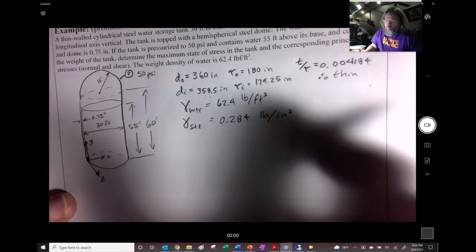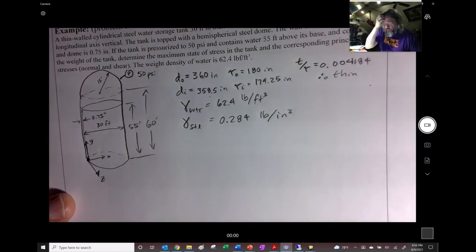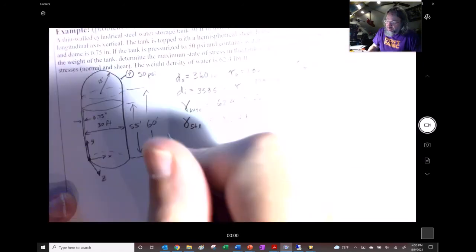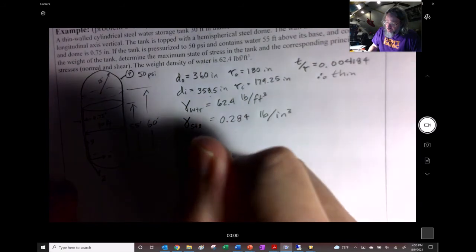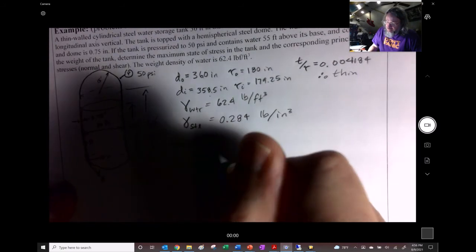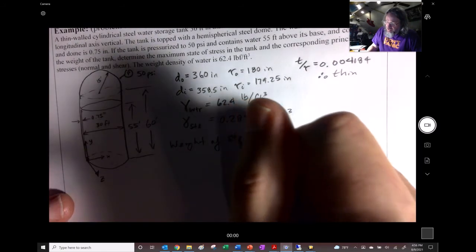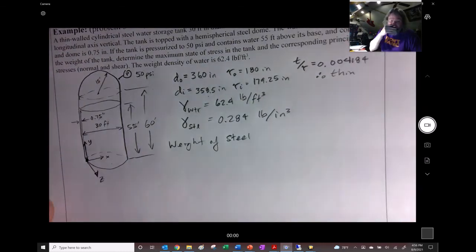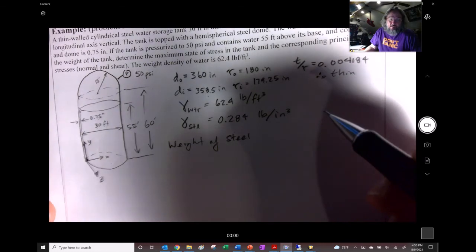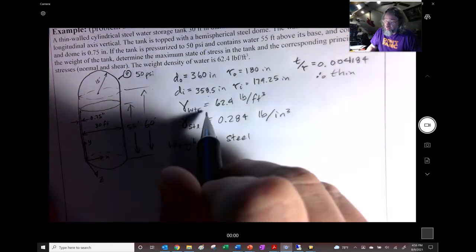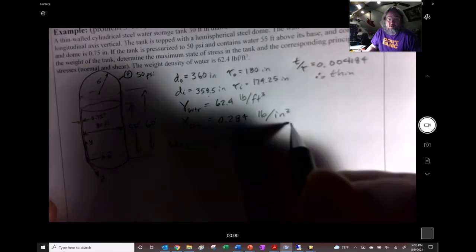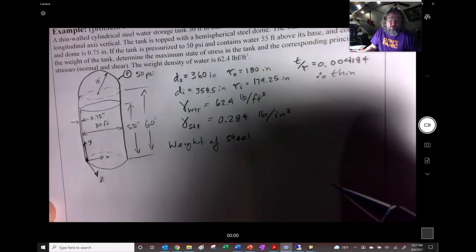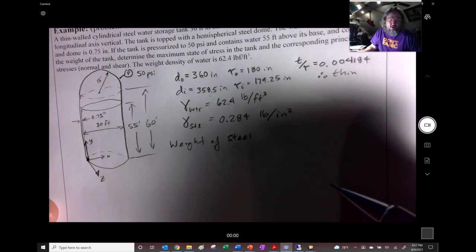Okay, so we want to get the weight of the steel, right? So let's find the weight of the steel. So the way that we're going to do that is we're going to figure out the volume of the steel, and then we're going to multiply it by that weight density right there. And we want to do it in cubic inches.